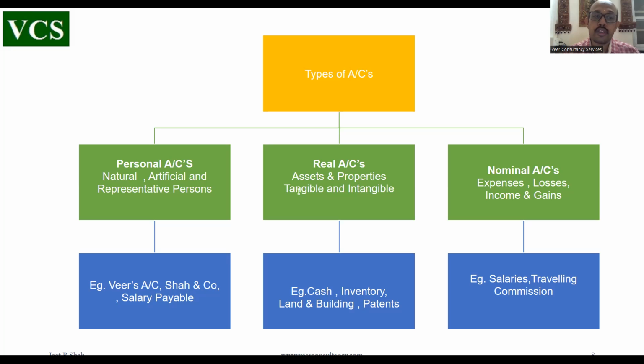You know, so personal account भी तीन type के हो सकते हैं. It can be a natural person. Now, what is natural person? These accounts relate to the natural persons like say Veer's account, Ajay's account, Kiran's account, और जो जिंदा आदमियों के account जो होते हैं उसको बोलते हैं natural person account. Okay? Then we can also have artificial personal accounts.